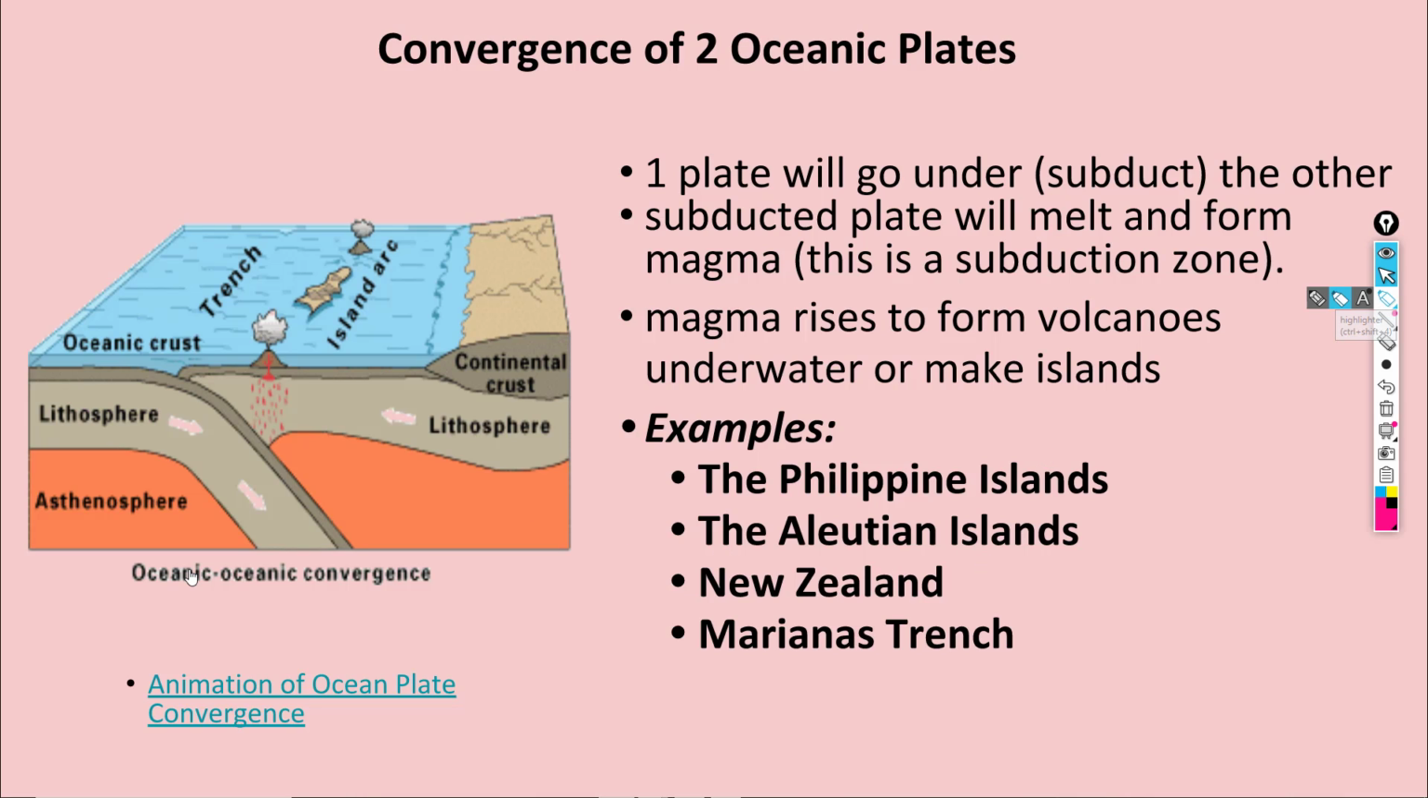Okay? So again, the best examples of the places on Earth where we can find this are going to be these places right here. We've got the Philippine Islands, the Aleutian Islands, New Zealand, and the Marianas Trench, which are all really great examples of the results of two ocean plates coming together. Again, one subducts underneath the other, and then the magma that rises forms these islands. The Philippine Islands, the Aleutian Islands, and New Zealand are all islands that are made because of this. The Marianas Trench is the result of that area of subduction because one plate is essentially pulling the other plate down. It's pretty cool. I think it's cool.